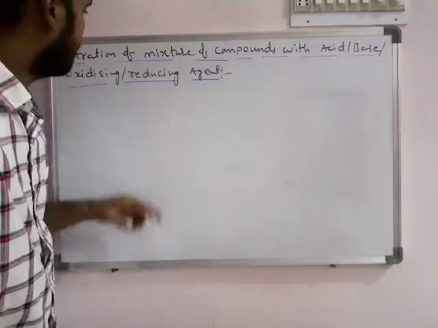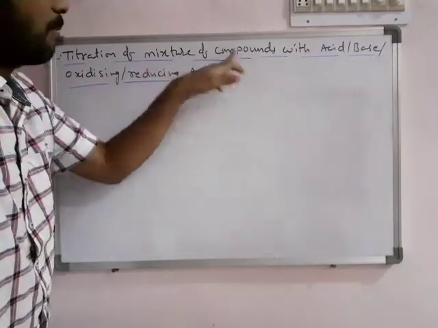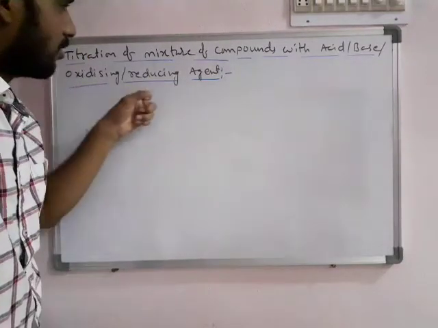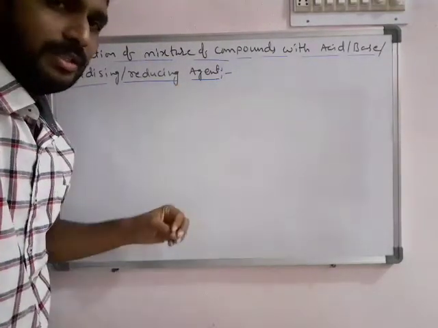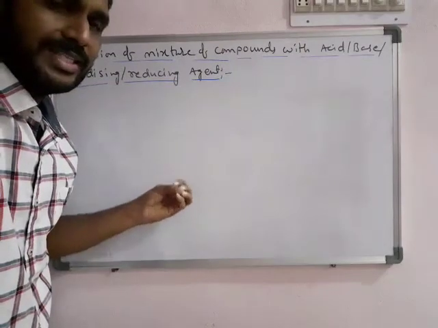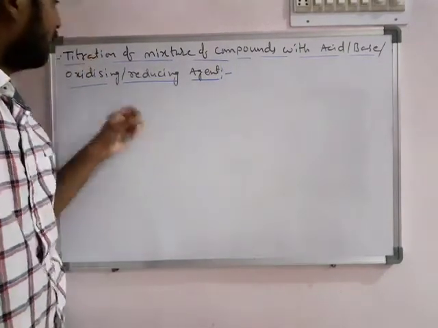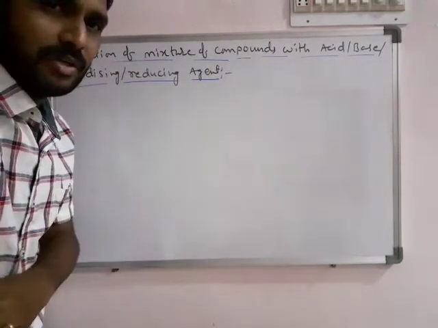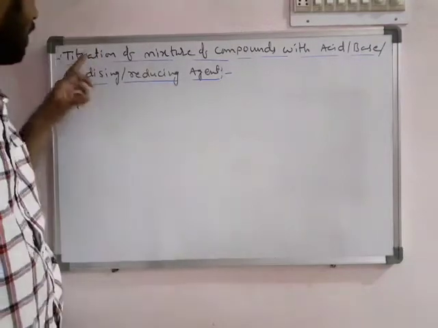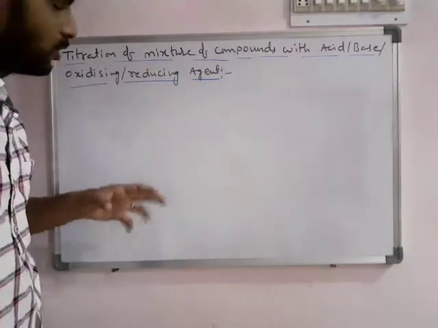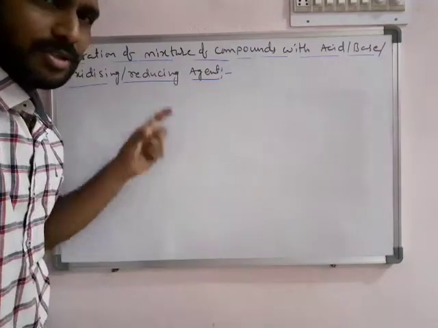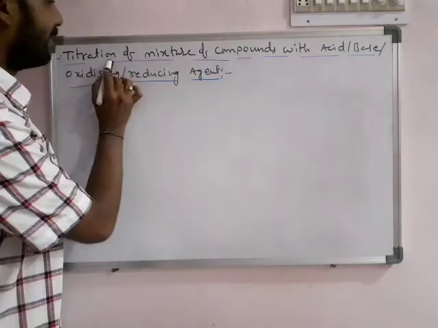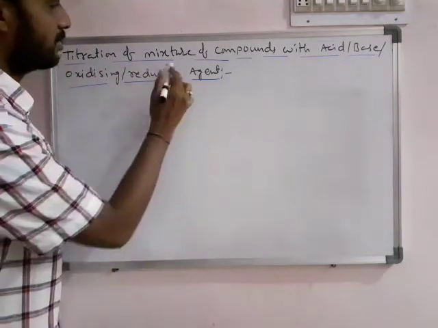Okay, now we see the titration of a mixture of compounds. Here we have a mixture of compounds with an acid, base, or oxidizing or reducing agent. We discussed problems in which titration means nothing but another word for a reaction, one of the reaction methods, just an addition method of two compounds. Titration is one of the methods. Here, in the titration, a reaction takes place.